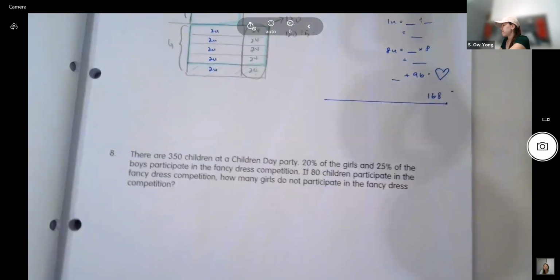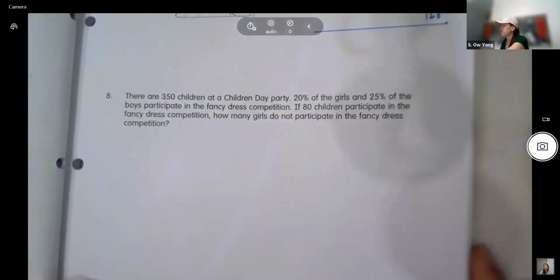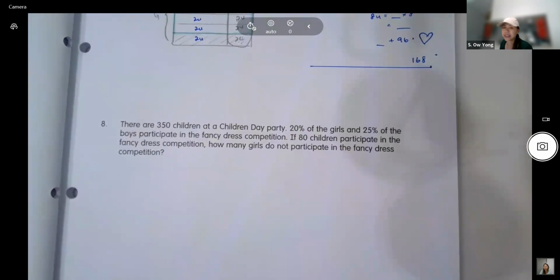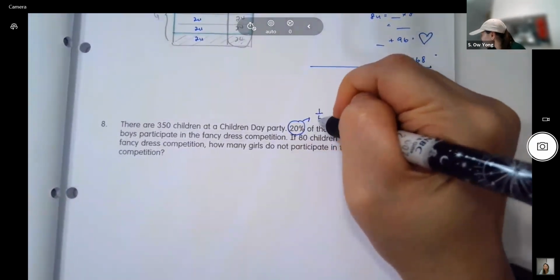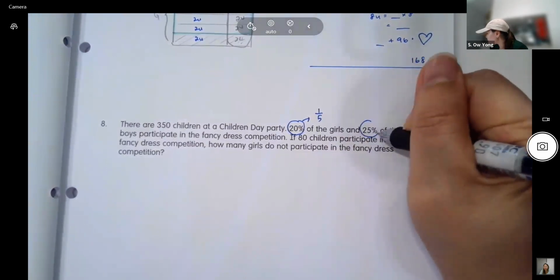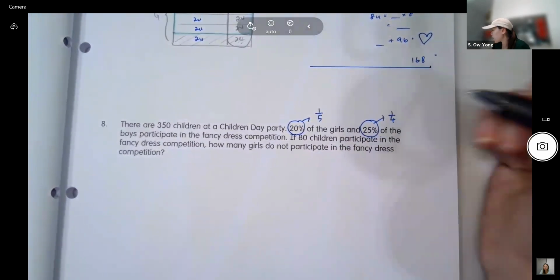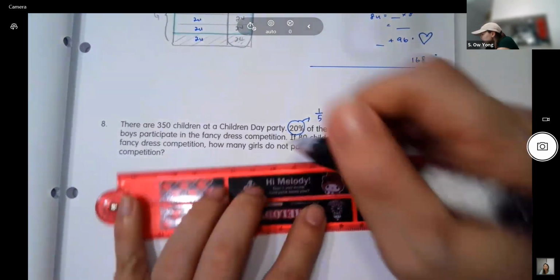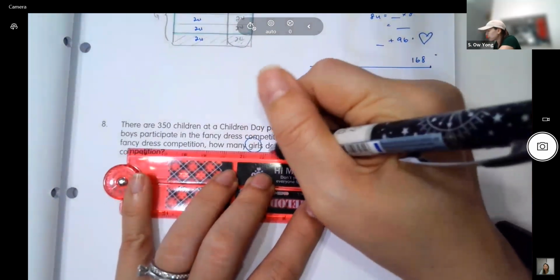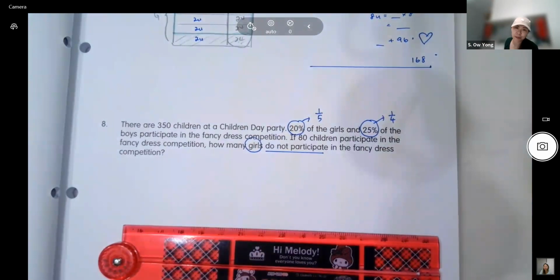Question 8. There were 350 children at the Children's Day party. 20% of the girls and 25% of the boys participated in a fancy dress competition. If 80 children participate in the fancy dress competition, how many girls do not participate in the fancy dress competition?